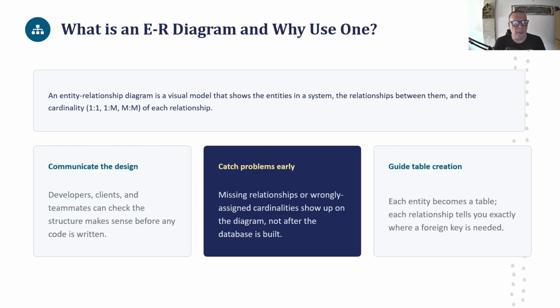The reason we use them is to communicate our design to developers, clients, and teammates, so they can check it and see if it makes sense. We can catch problems early by making an entity relationship diagram before we actually start building the database. And it acts as a guide. So when we're creating the entities and making them tables, putting the attributes in, defining the relationships, we're using the entity relationship diagram as a guide.